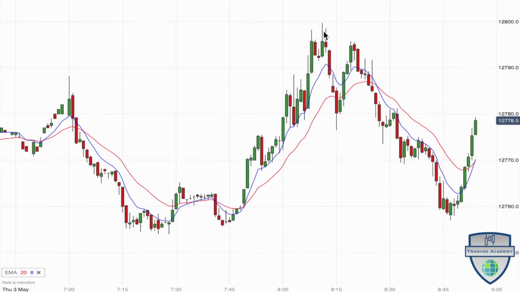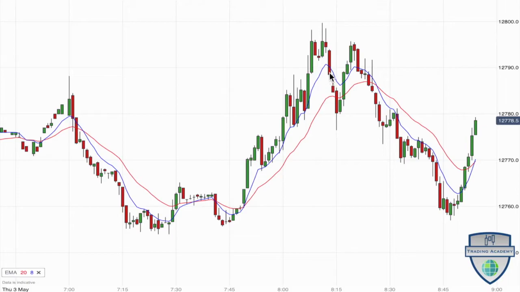We've also got some topping tails here, some tails on the top of these candlesticks. That's another sign that the market's getting rejected from the highs, rejected from the 12,800 round number level, and it's likely to go down.